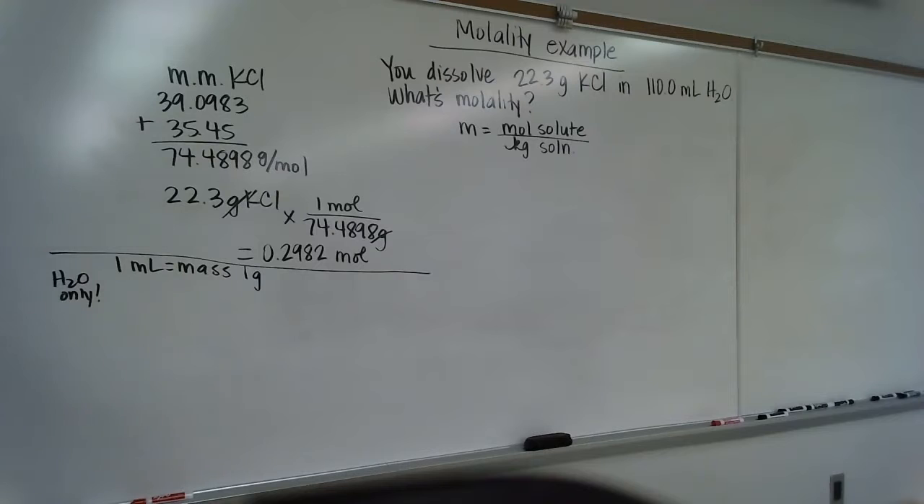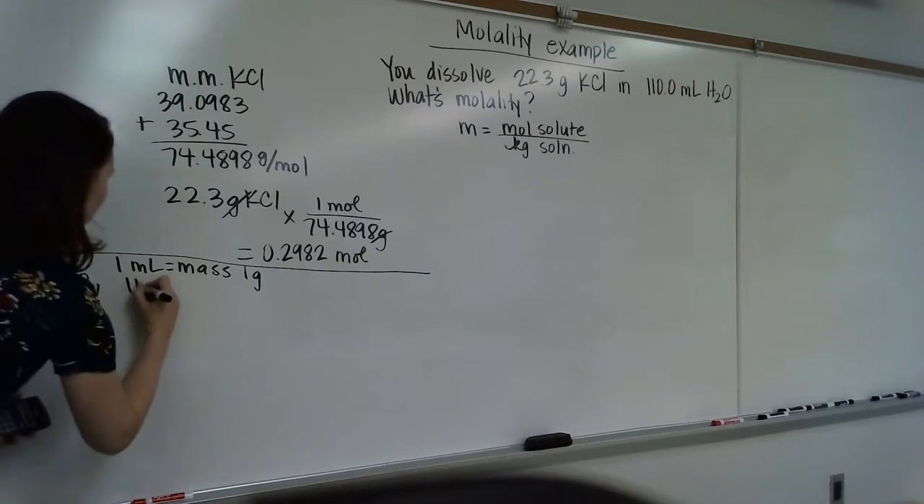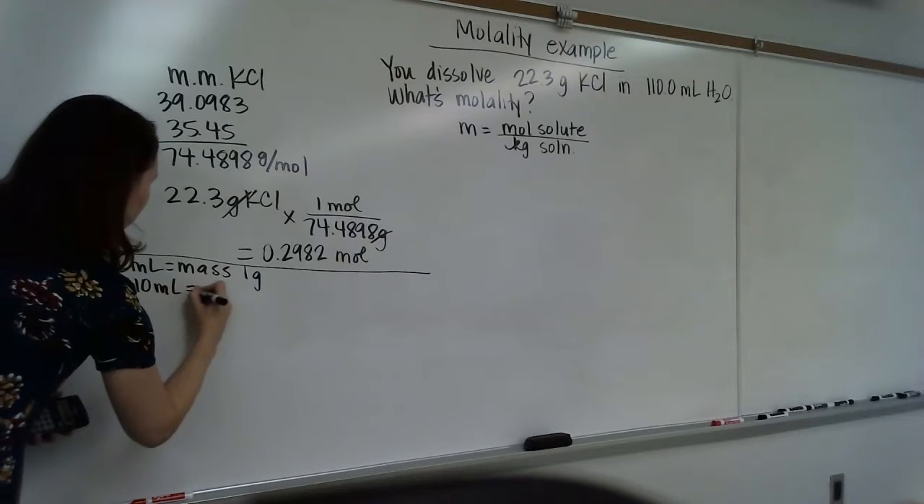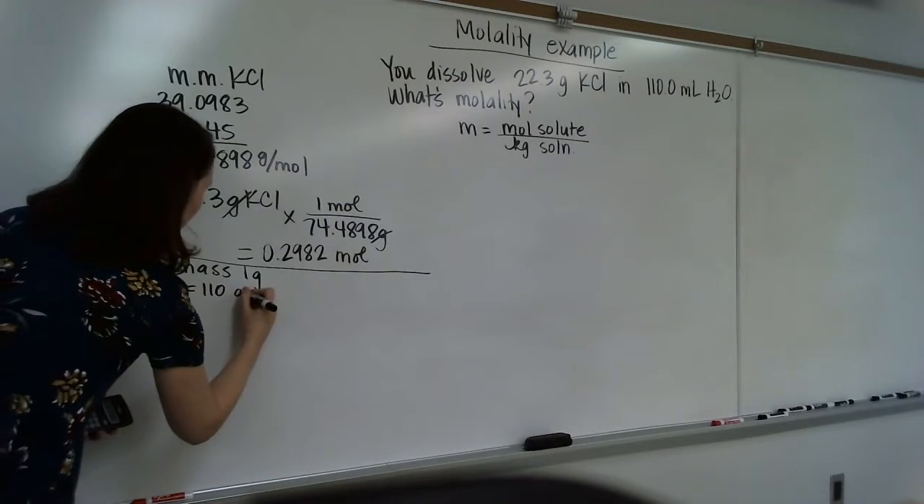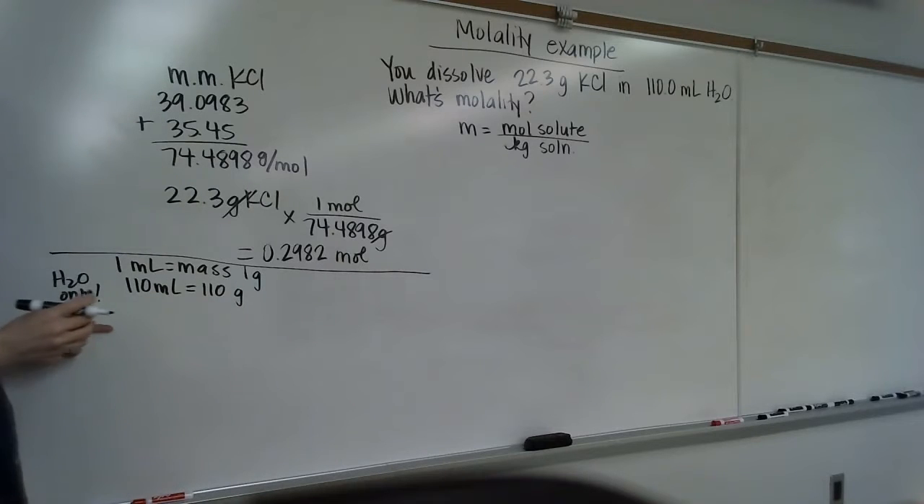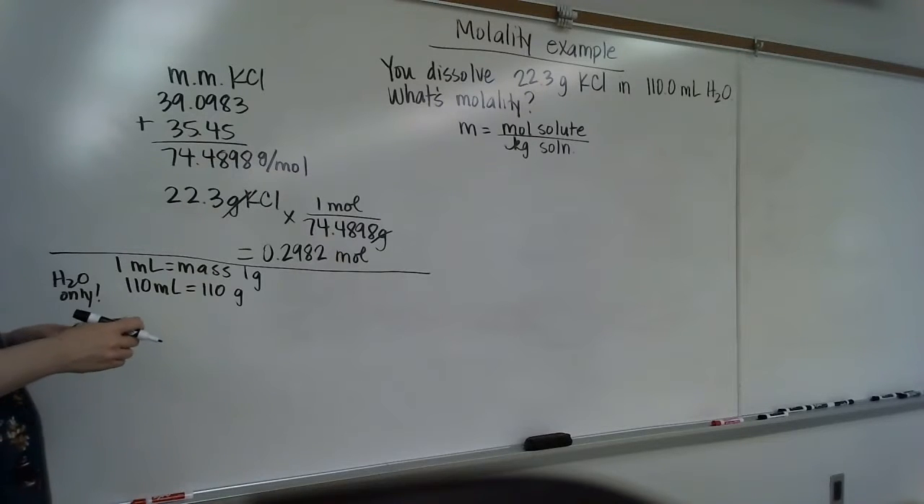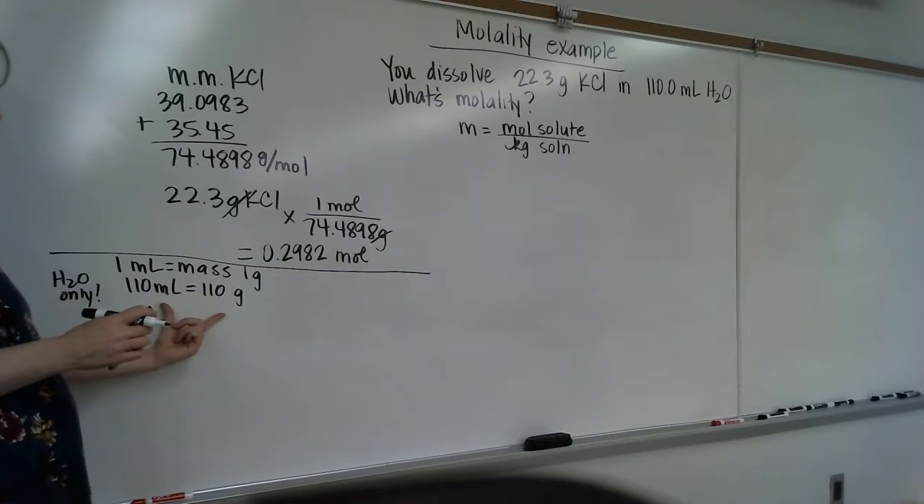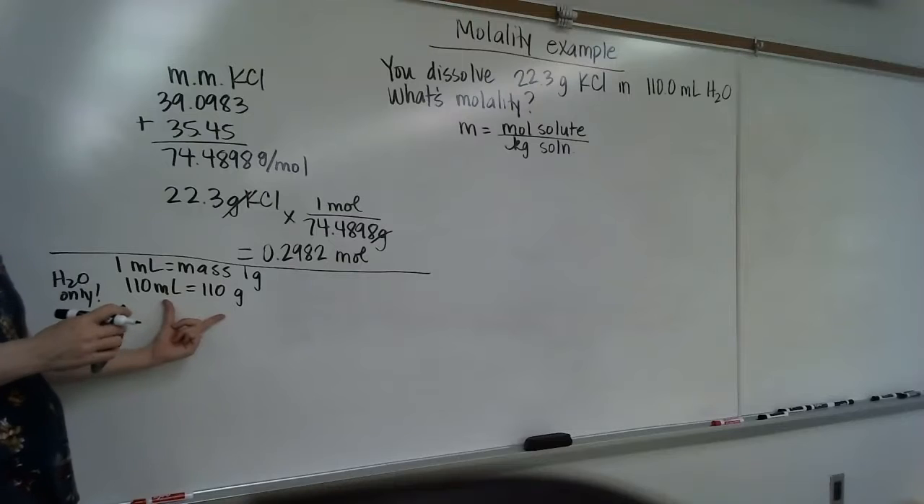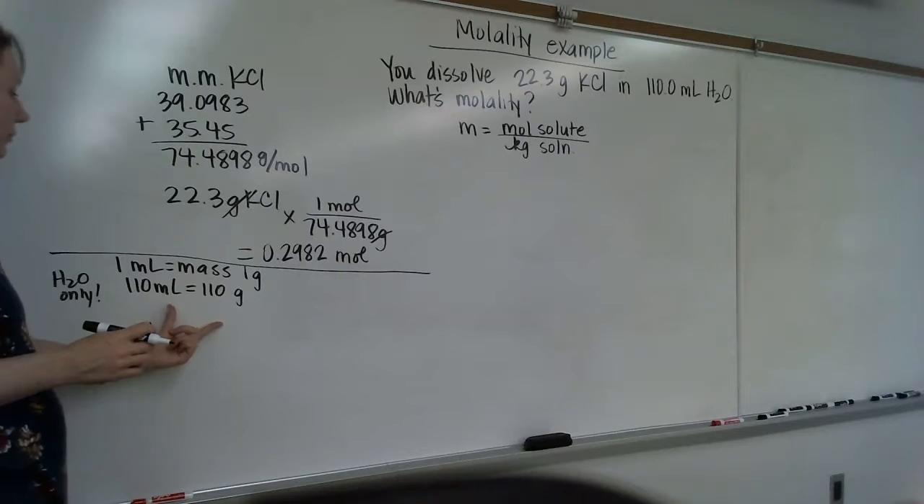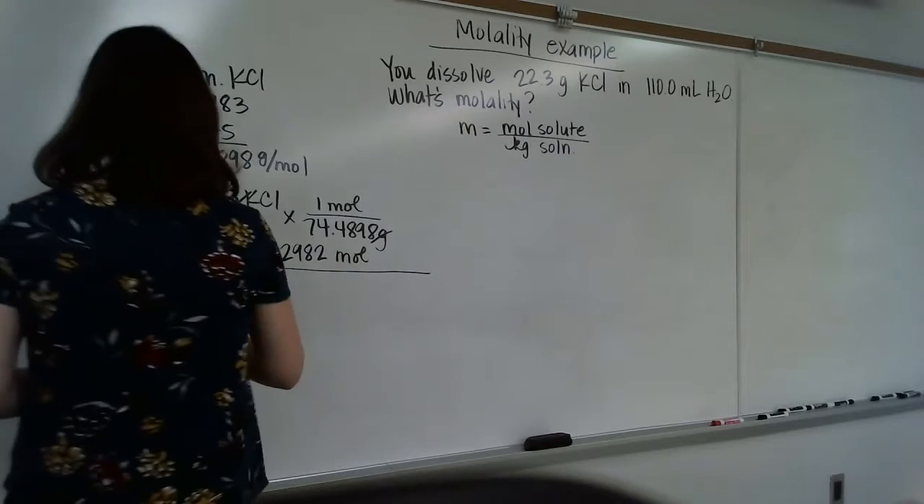You can't do this for other substances, but for water you can. So therefore, 110 milliliters is equal to 110 grams. That's something you can only say for water. Water's special. So if we've got milliliters, we've got to convert it to grams, but that's the same thing as its milliliters. Otherwise, you have to multiply by the density. So 110 grams of water.